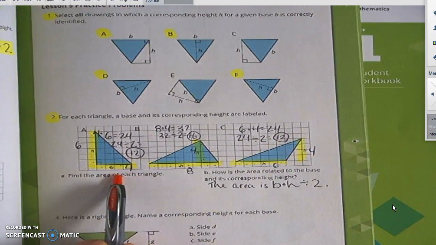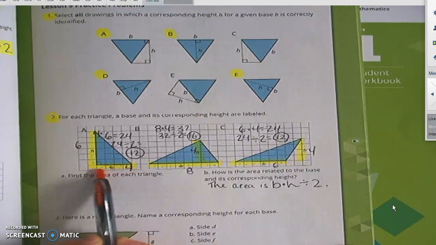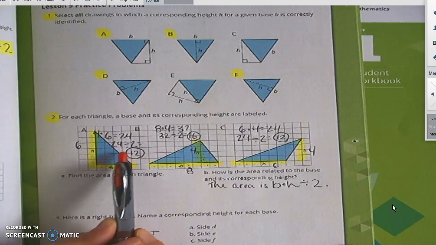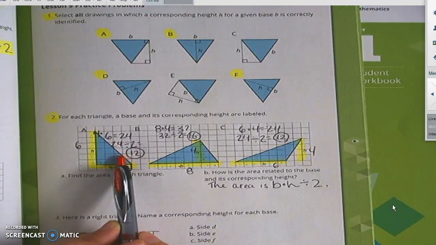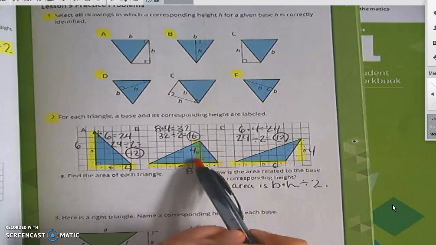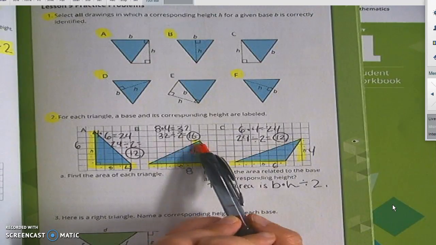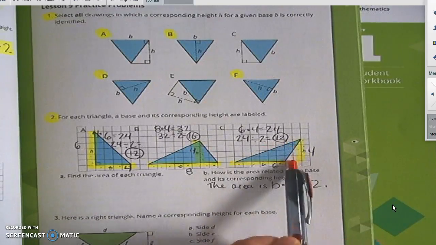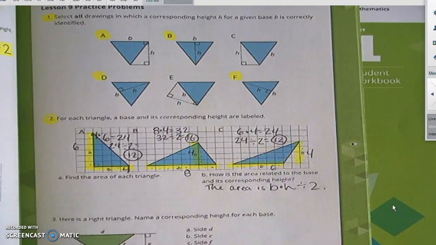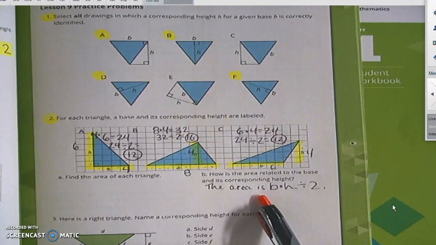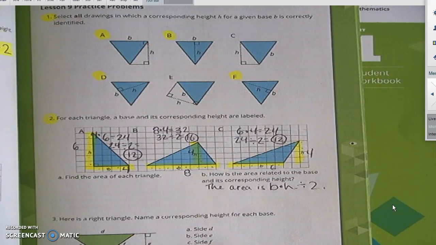Okay, so then for 2A, this was my base, this was my height. 4 times 6 is 24, divided by 2. Don't forget about that, divided by 2 is 12. B, 8 times 4 is 32, divided by 2 gives us 16. And then C, 6 times 4 is 24, divided by 2 is 12. And then how is the area related to the base and its corresponding height? The area is base times height divided by 2.